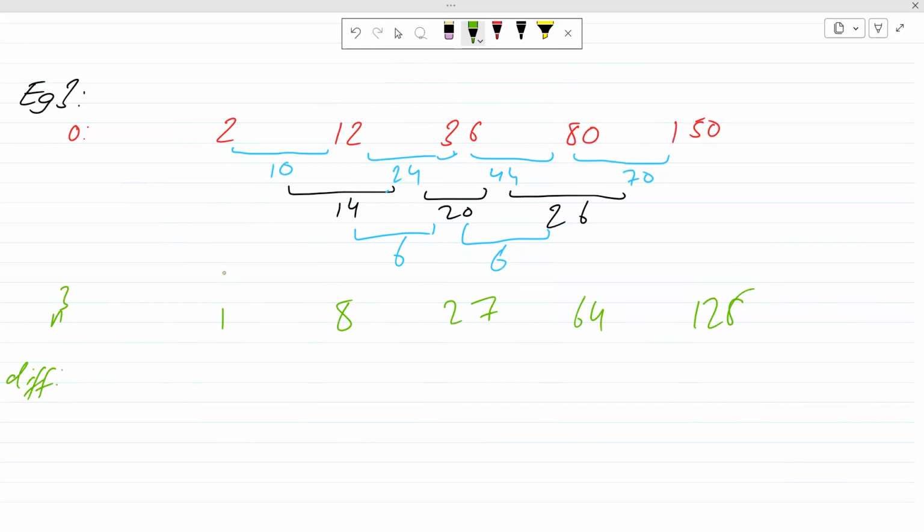Find the difference, top minus bottom. 2 minus 1 is 1. 12 minus 8 is 4. Then 9, 16, 25.